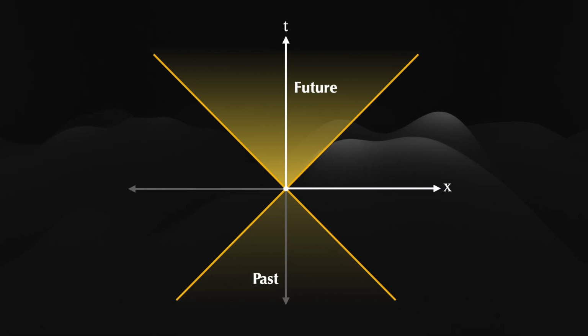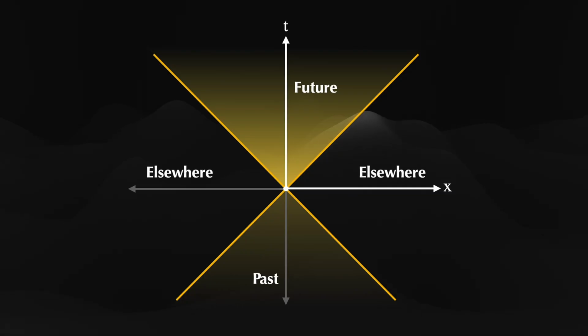So, what about everything outside the light cone? Everything outside the light cone is known as elsewhere. And as the name suggests, it's everything elsewhere. From the event that you are at, you are physically incapable of observing, reaching, or being affected by anything that is in that region. Light itself cannot make it there in time.